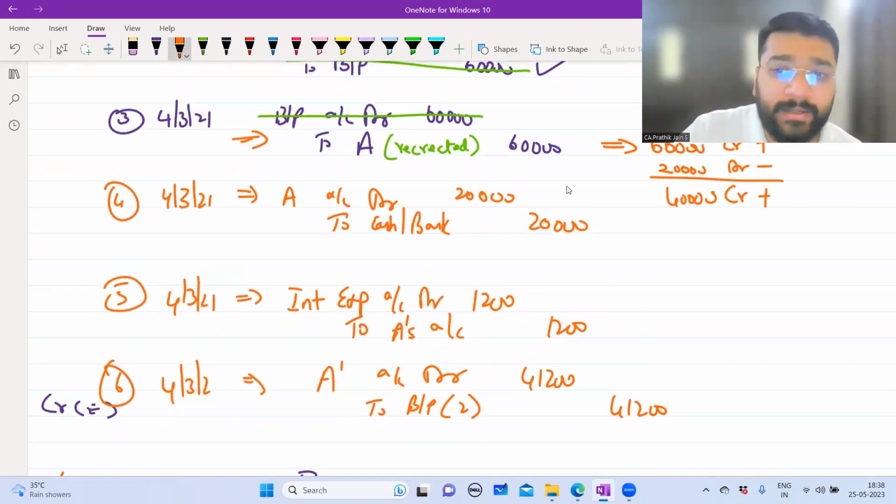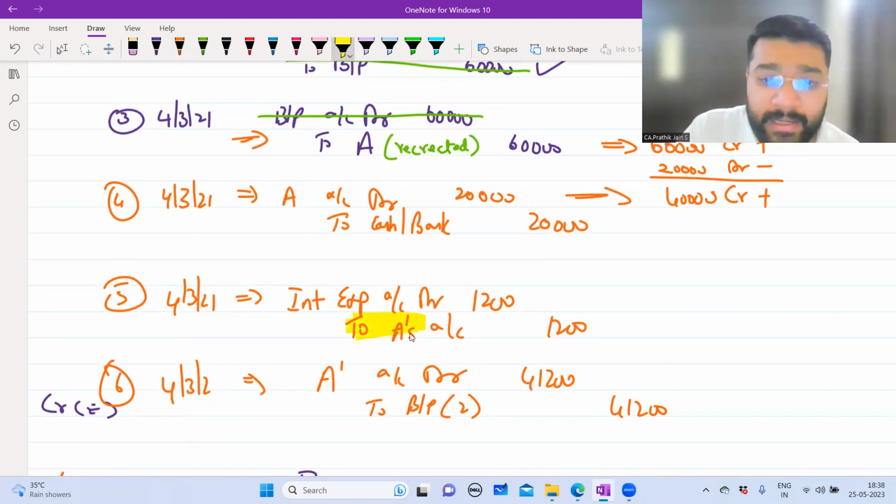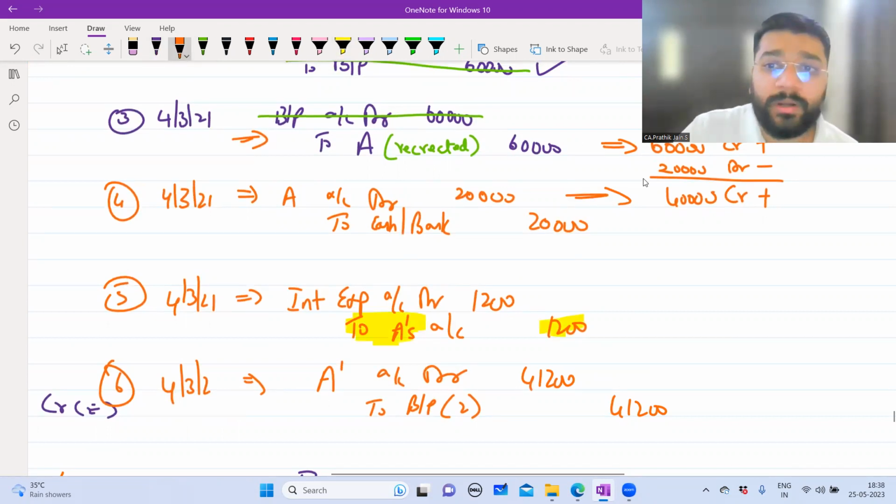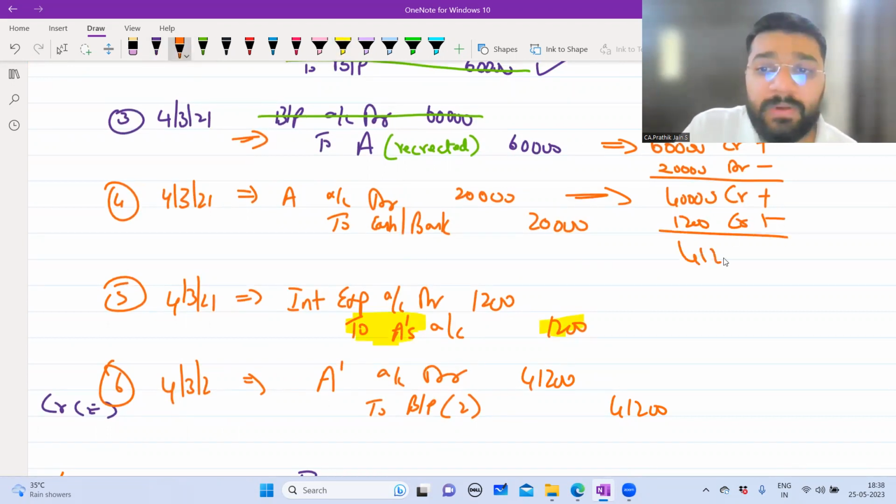Please understand, till this stage 40,000 is the balance. Then you further credited A with 1,200. Now the balance is 41,200, credit balance. So this is what we are capturing here.